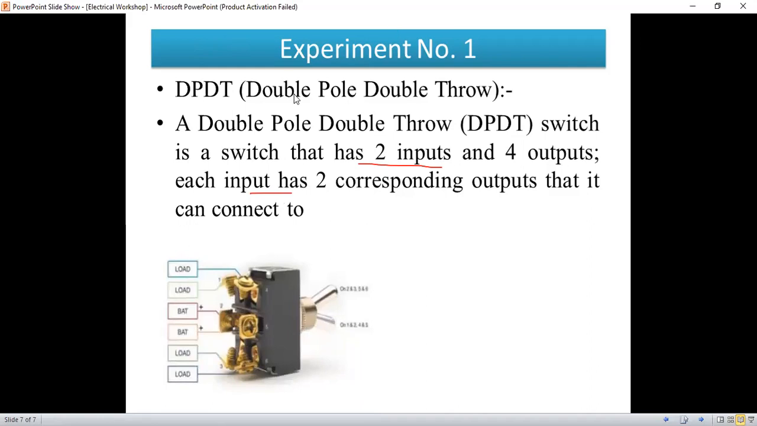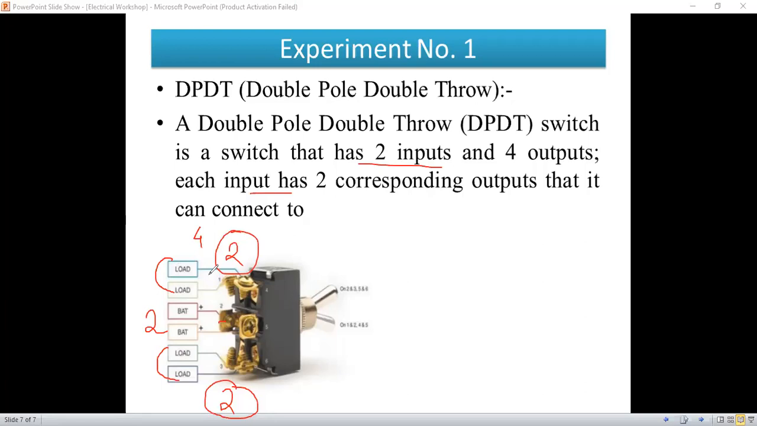Okay, see here again, this is nothing but a DPDT switch, double pole double throw type of switch. In that, there are 2 outputs here and 2 outputs here, that means these are the load terminals. These are 2 load terminals, this one is also 2 load terminals, and these 2 are the input terminals. So 2 input terminals and 4 output terminals. Okay, 2 input and 4 output terminals.